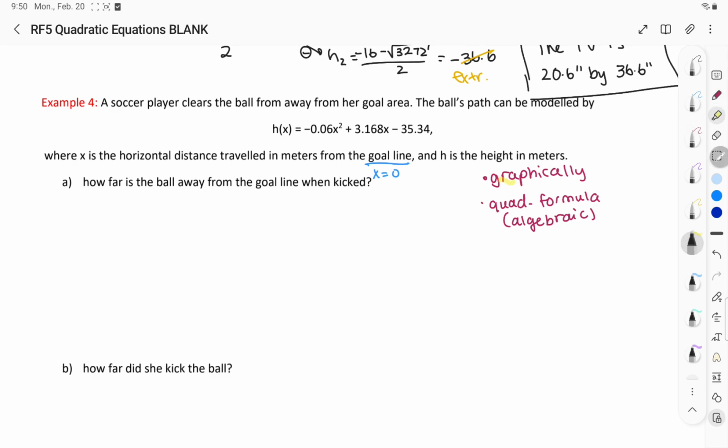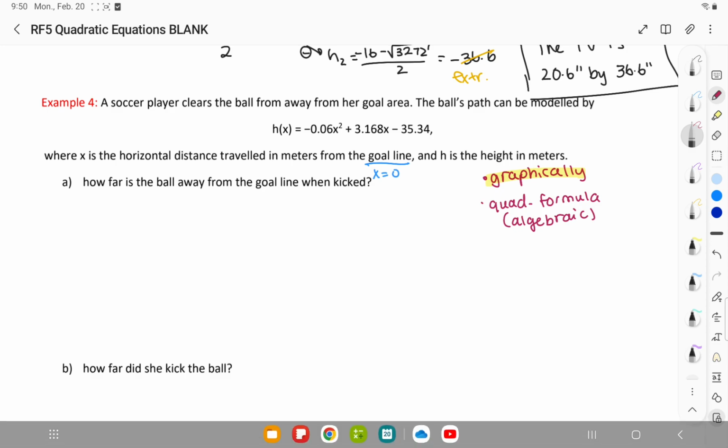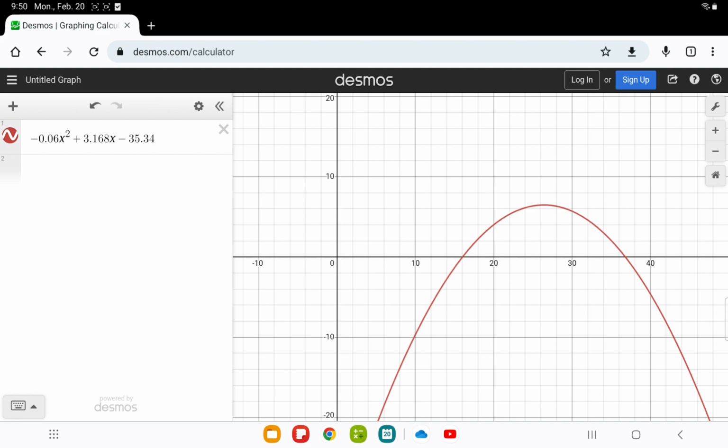For the sake of getting some practice in, let's solve this graphically. Both of these are totally fine methods, but we just did use the quadratic formula. So let's solve this graphically. So I'm going to pull up the graph here on Desmos. Well, bam, magic, it's already there.